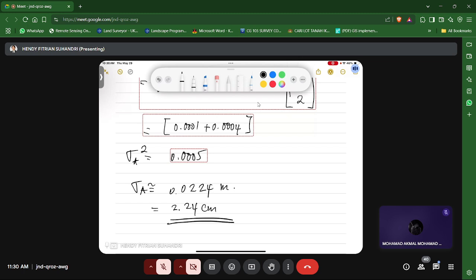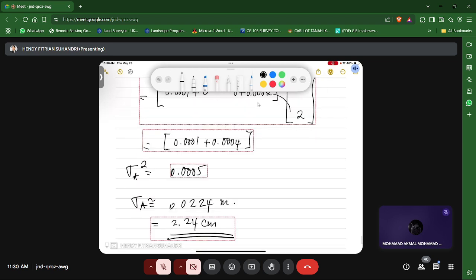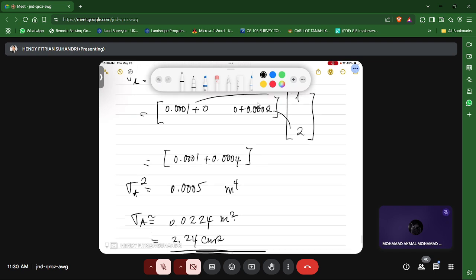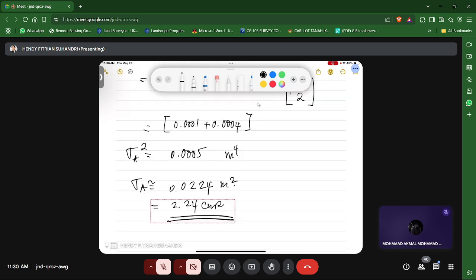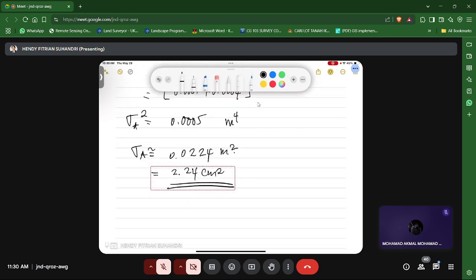Okay, so, is it in cm or cm square? Must be cm square, because this is area. Before that it must be m to the 4, something like this. The area must be cm square. Okay, so this is the standard deviation of our area.